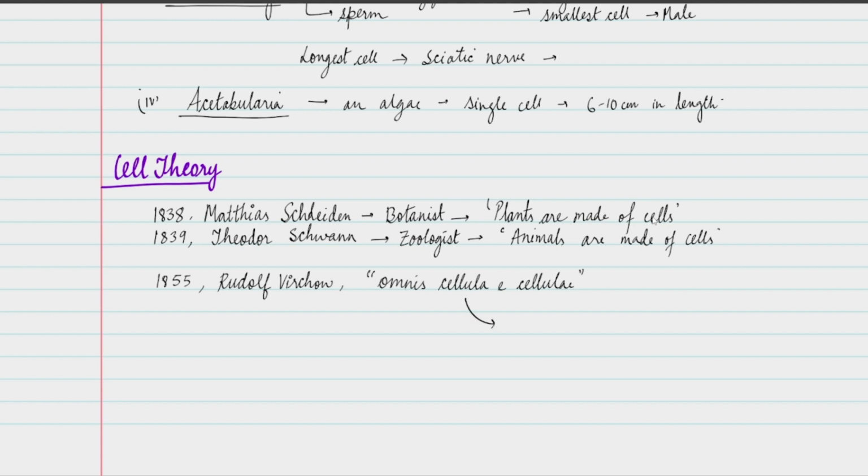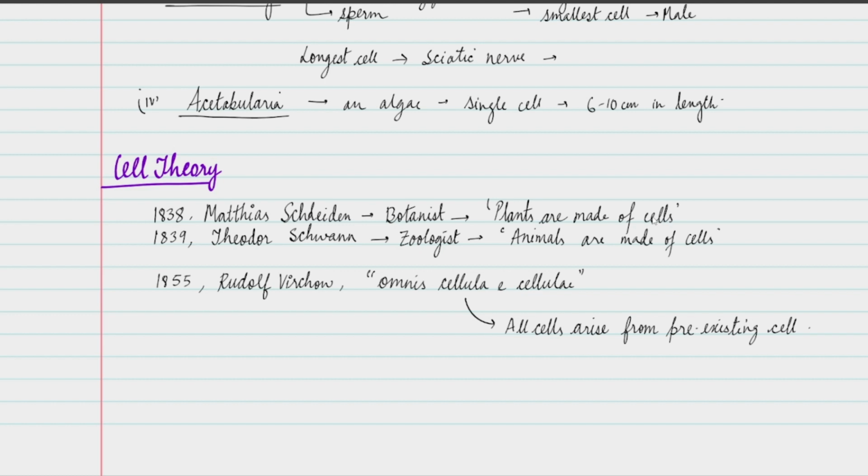It means all cells arise from pre-existing cells. So Virchow told us about the origin of cells. He gave shape to the cell theory.